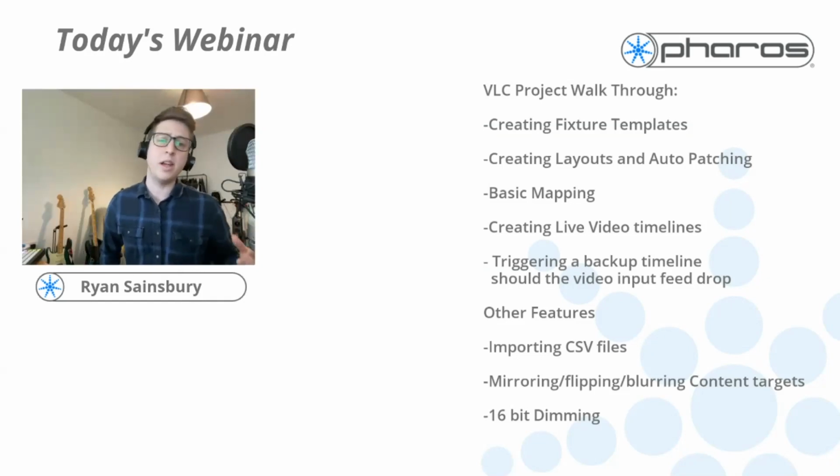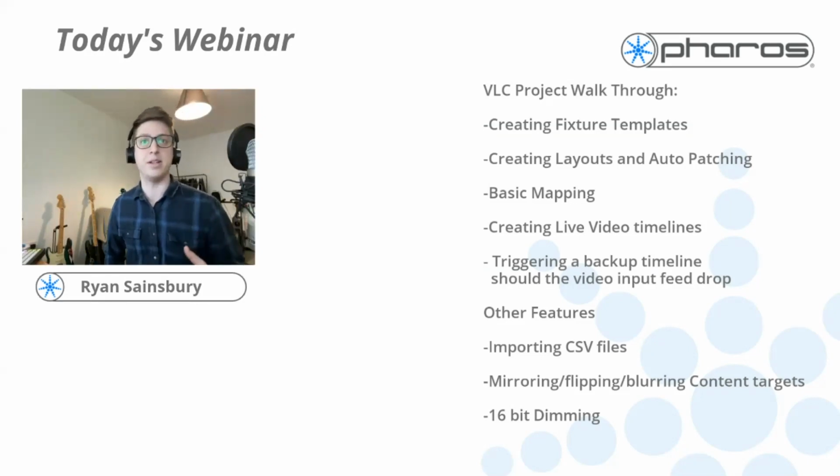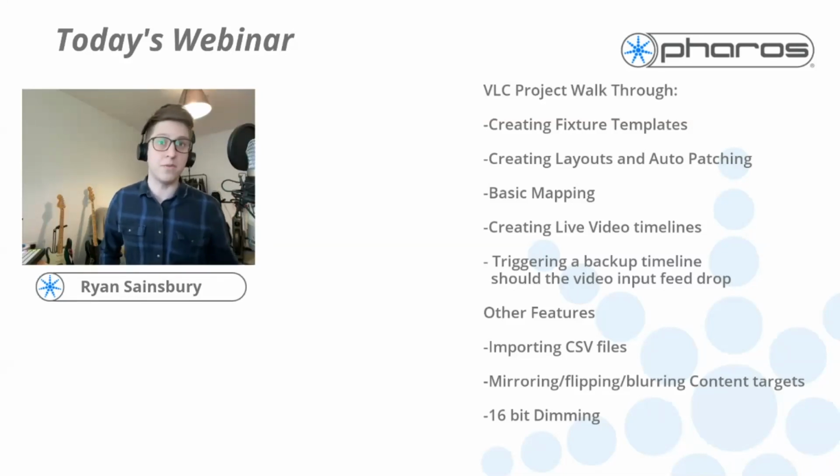So we're going to be looking at the following things in today's webinar: creating fixture templates, how you can auto patch those templates, basic mapping, and also how you can utilize the live video DVI input on the VLC, and also how you can trigger a backup timeline that's stored on the VLC should your video link go down or cut out for some reason.